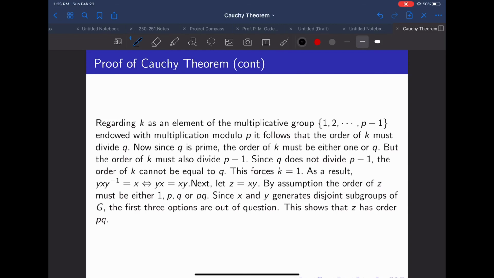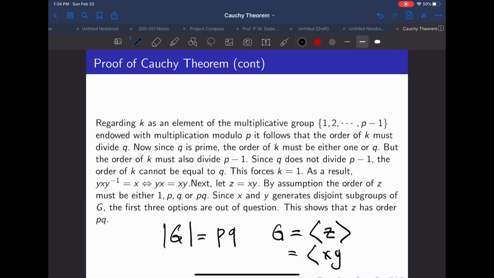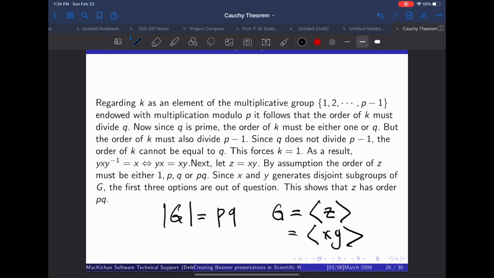So we have just found an element of order pq, but G has order pq. So that tells us that G is generated by z, which is xy. So G is cyclic. G is a cyclic group.